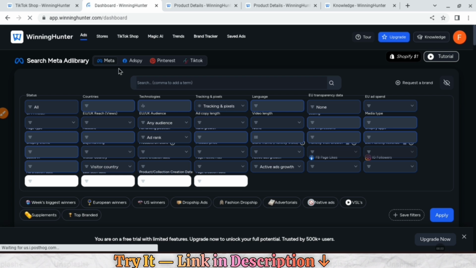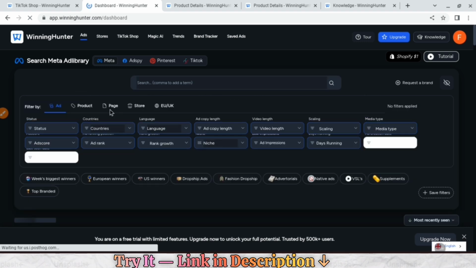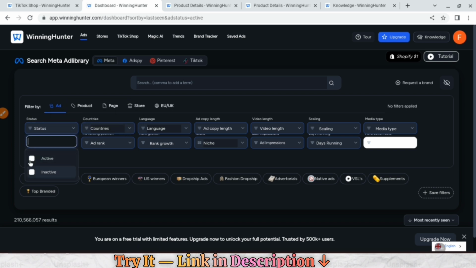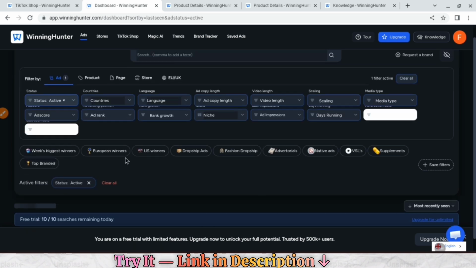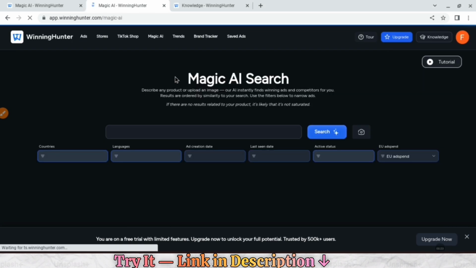Now move to the ad section to check whether advertisers are actively promoting similar products. WinningHunter provides filters for country, language, niche, ad impressions, ad rank, days running, media type, and video length. Start with your target market, such as the United States or the United Kingdom, and focus on active ads that have been running for a reasonable period. If an advertiser continues running or scaling an advert, that may be a positive signal, but you should still review the creative, offer, and landing page before making a decision.